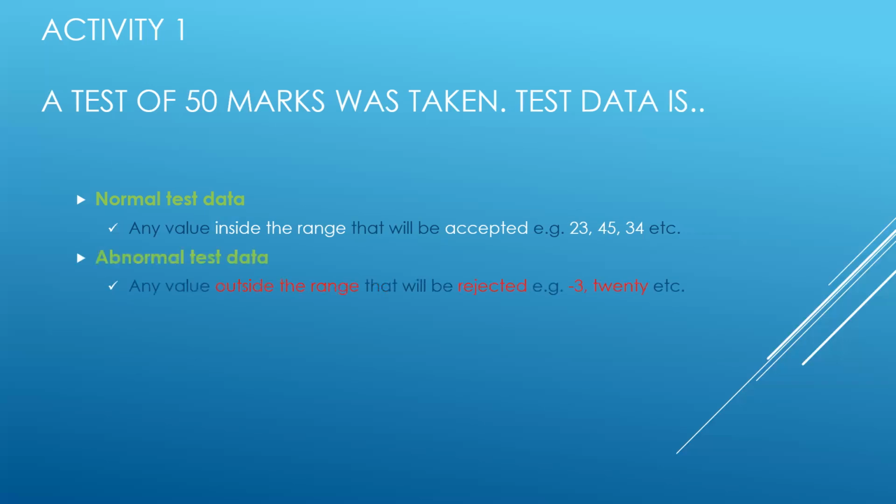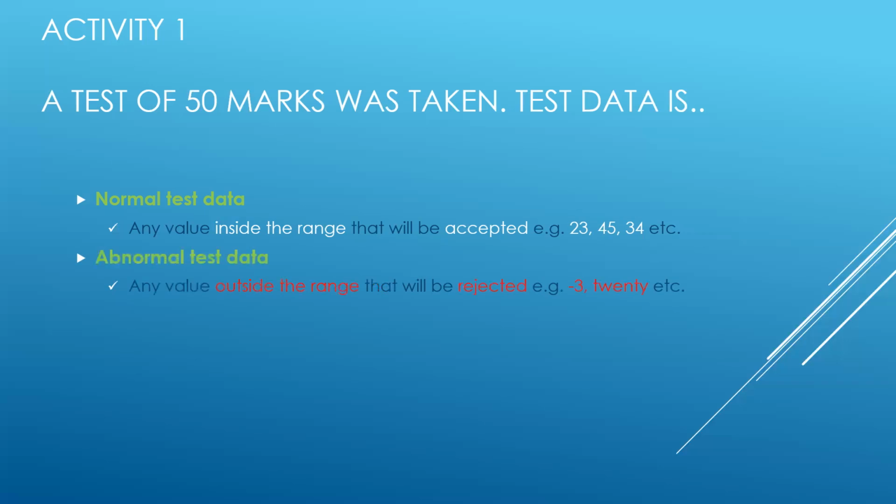Second one is abnormal. Something that is outside the range. And that abnormal value should be rejected by the program. Like you can see, an example is mentioned as -3 or 20. By the way, why is 20 treated as an abnormal value?